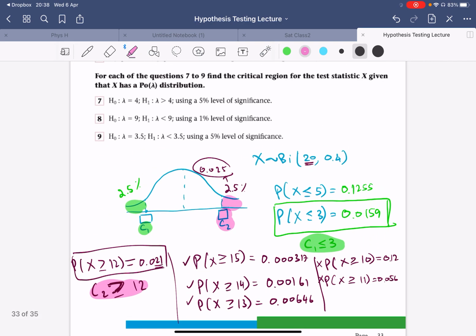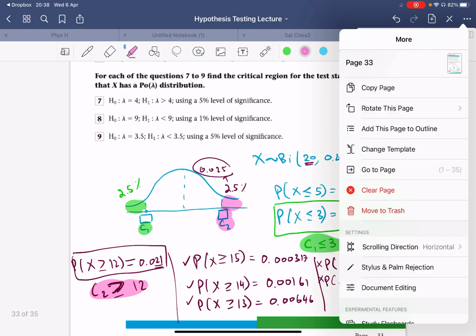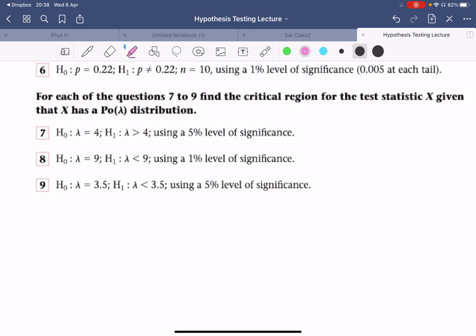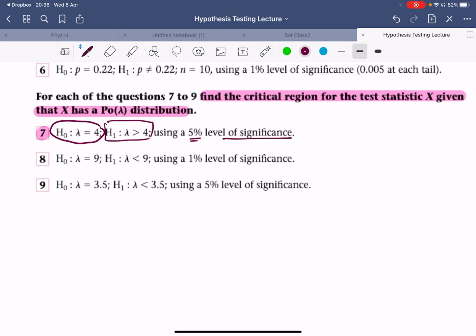Let's see one more question here. Let me clear this. Okay, let's see number 7. Number 7 says you're supposed to also find the critical region for the test statistic for a Poisson distribution. The null hypothesis is given to you, that lambda equals 4. The alternate is lambda is greater than 4, using a 5% significance level.